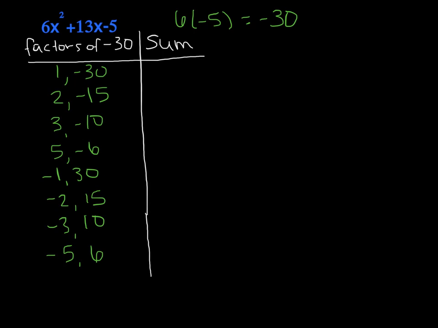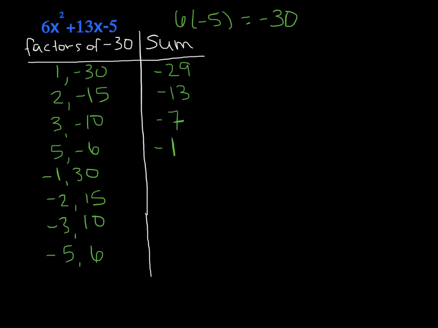Now we want to find their sum. So if we have 1 plus negative 30, we get negative 29. That is clearly not 13. 2 and negative 15 give a sum of negative 13. Not positive 13, not quite. You have 3 and negative 10, which gives us negative 7. 5 and negative 6, add them together and get negative 1.